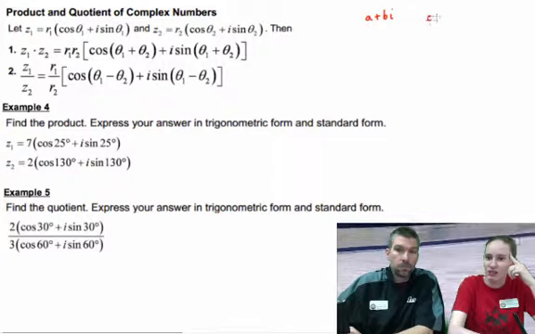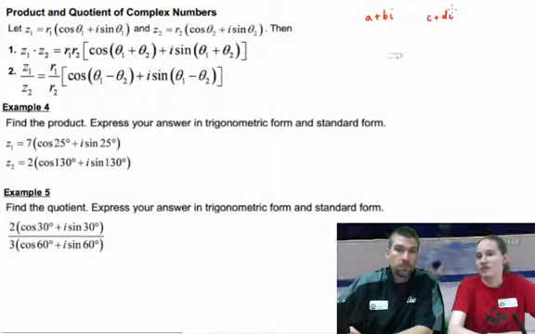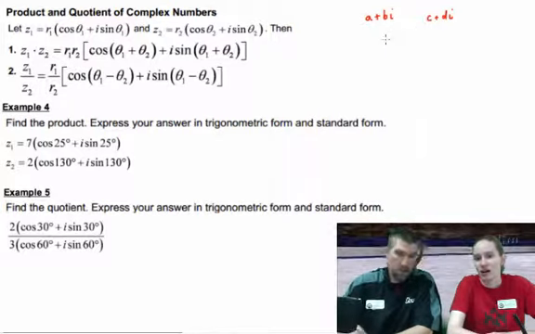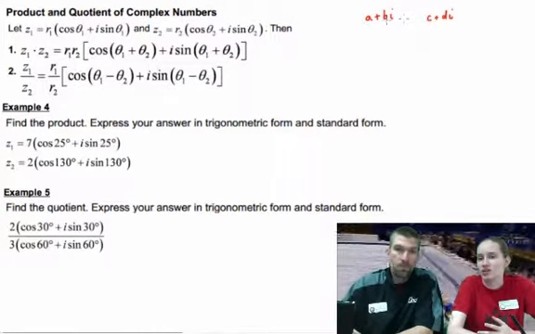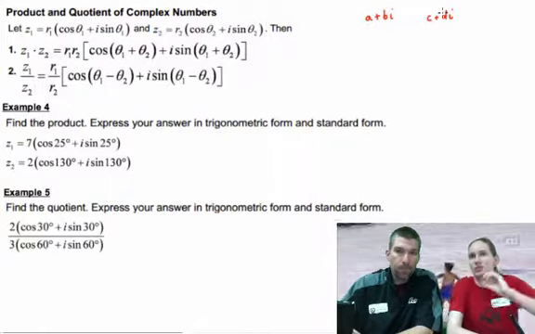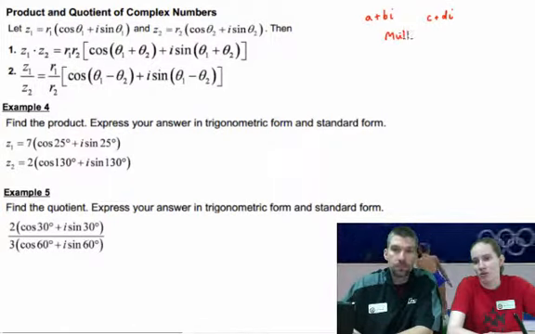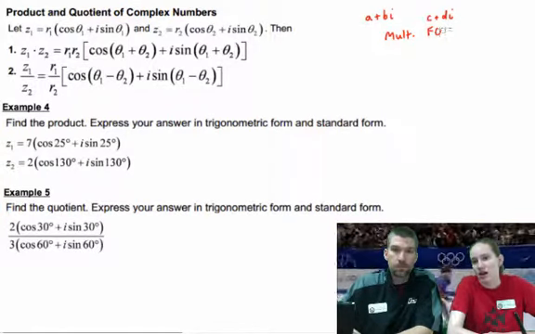Let's say that we have these two complex numbers that are in standard form. If we want to figure out what these are multiplied together, we literally multiply them together. You have to FOIL it out.